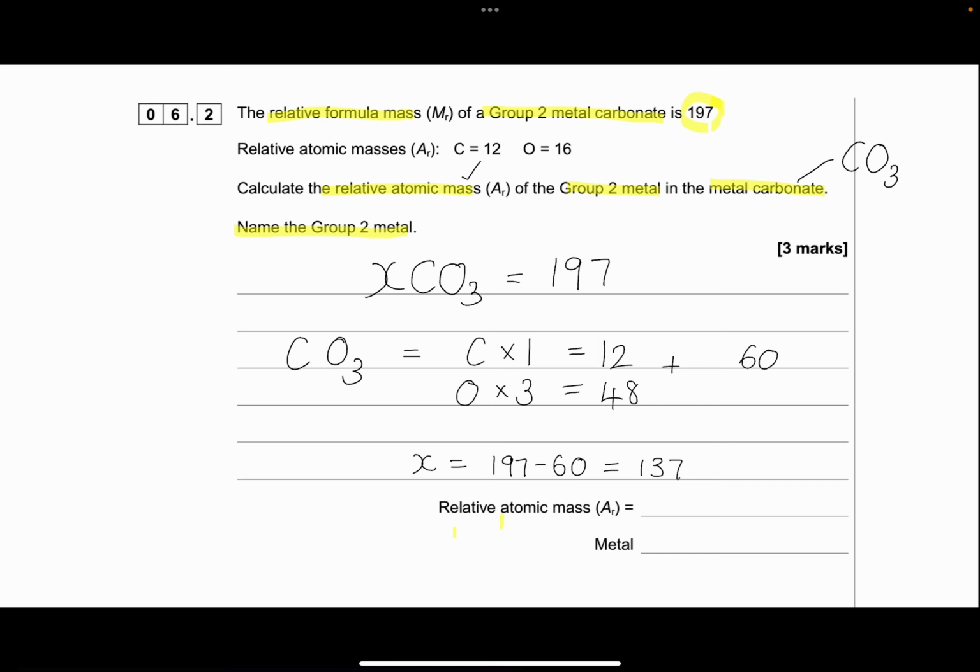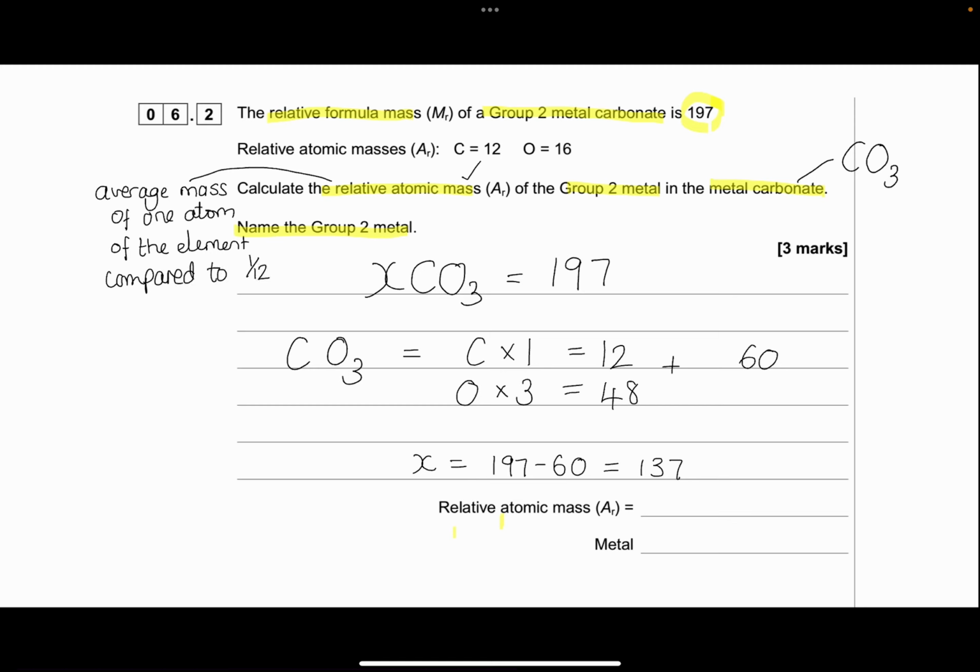Before we go on and identify the metal, let's just add a bit of information here. So relative atomic mass, found as the top number on the periodic table, is an important definition that we need to know. Relative atomic mass is the average mass of one atom of the element compared to 1/12 of an atom of carbon-12.